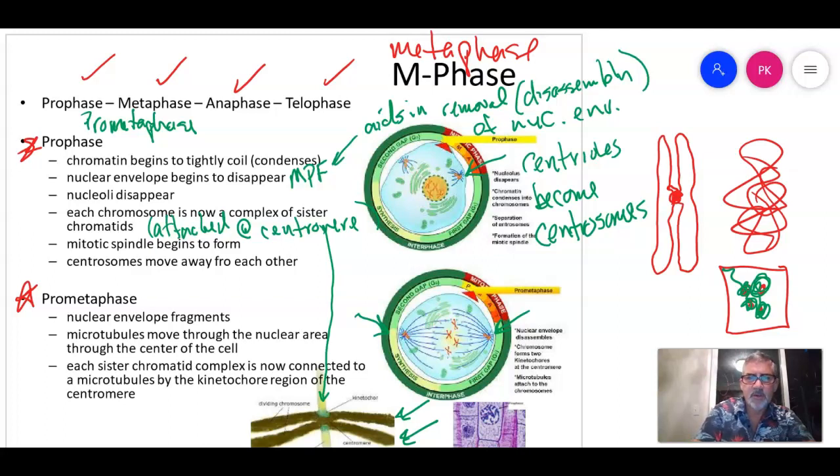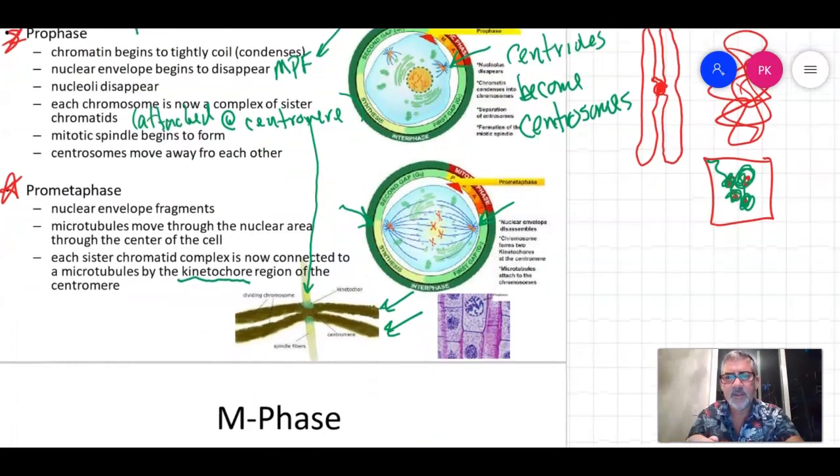So they move away from each other, and then in prometaphase, right? The nuclear envelope completely fragments. Like you have enough MPF, and it's attached, and it's taking the whole thing apart. And the microtubules now are moving through the center of the cell, if you can see that bottom picture. And they'll find what's called the kinetochore, right? So the kinetochore is in the centromere. So if you see in the bottom picture here, those little green things, that's the kinetochore region of the chromosome. So they'll find that kinetochore and they'll attach.